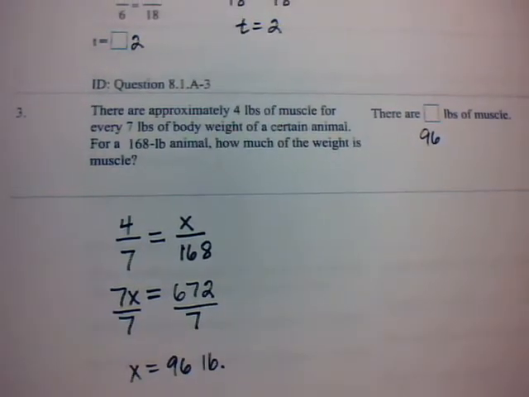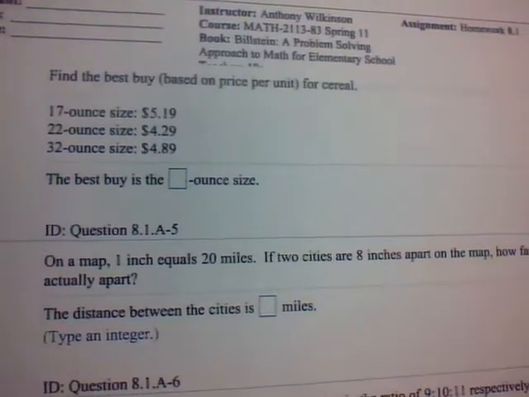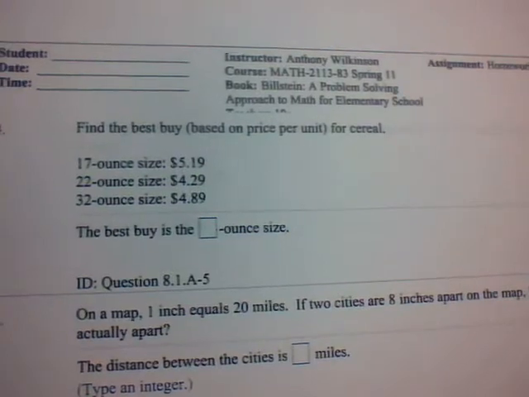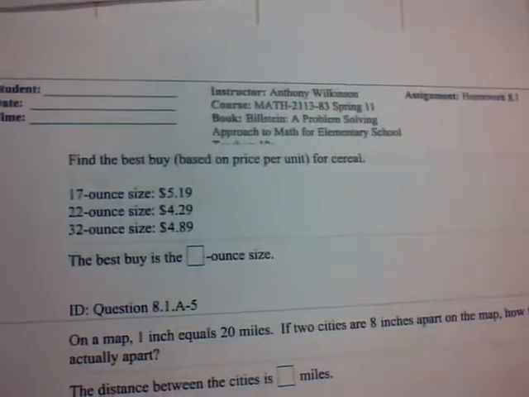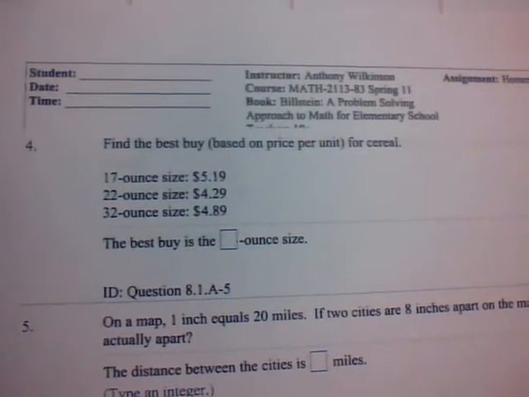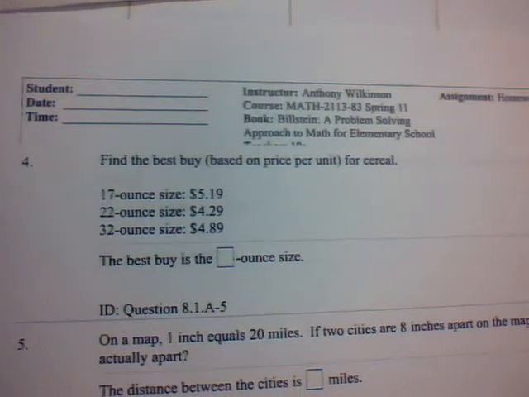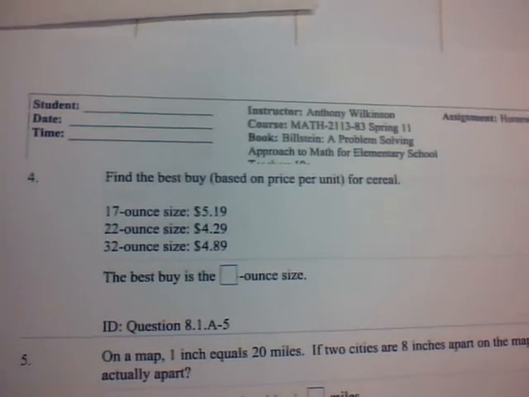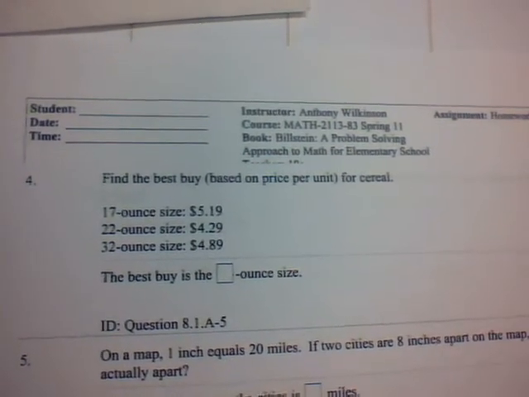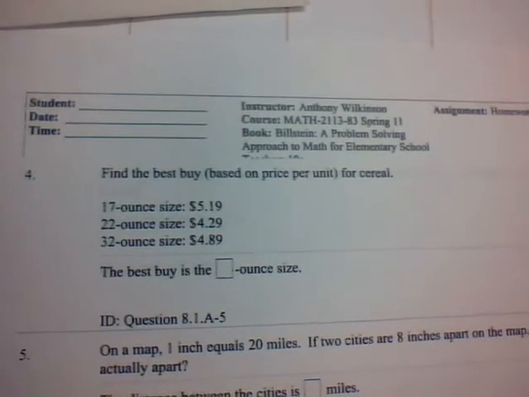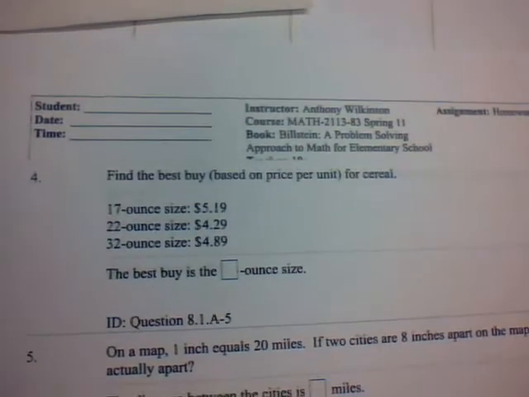All right, now problem number 4 is finding the best buy, based on the price per unit for a cereal. In this case, 17-ounce size is $5.19. 22-ounce size is $4.29, and 32-ounce size is $4.89. So here we want to find out which one will be the best buy. So we have to look at the unit price per ounce.